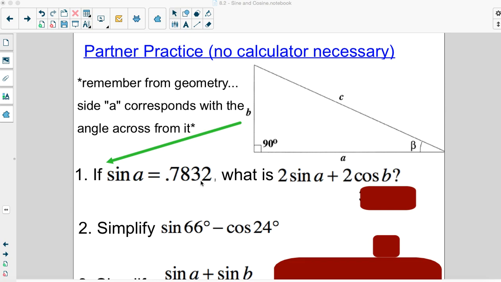We have sine of A, and we're going to assume A and B are complementary angles, right? So we have angle A, which is over here, and we have angle B, which is over here. So in this example, angle C is 90, so A and B are complementary. So if they're complementary, then we can draw these conclusions. So sine of A is 0.7832.